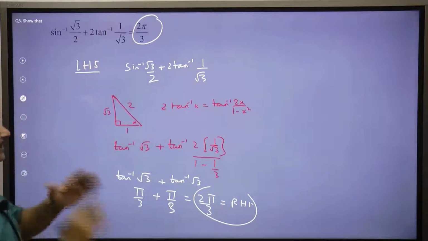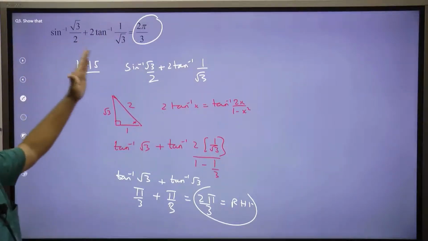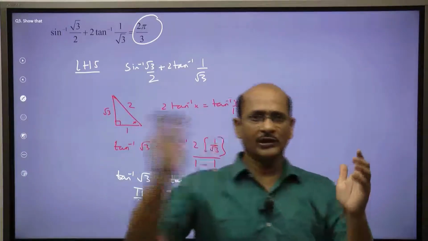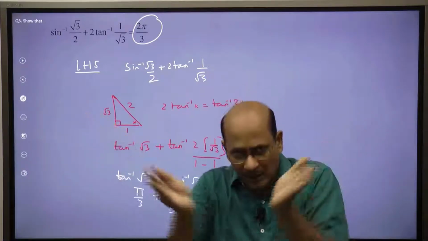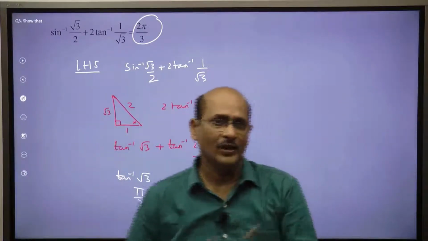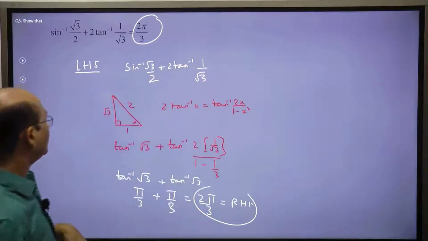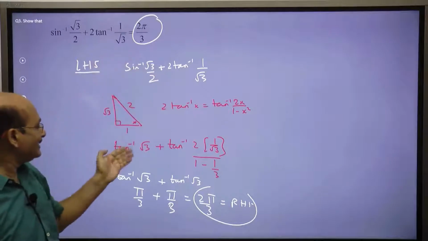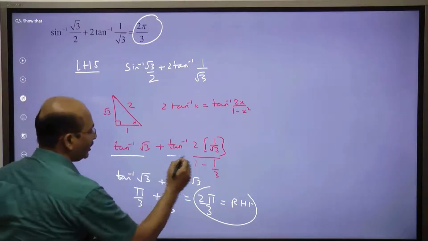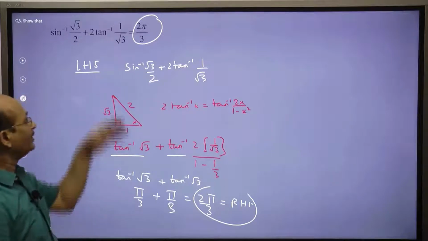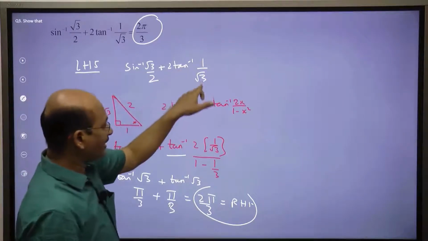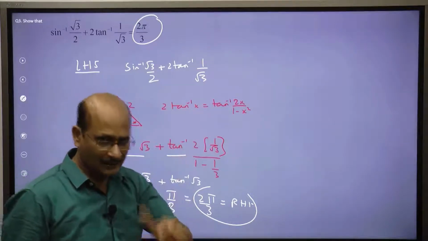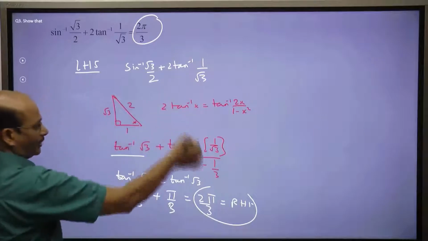RHS is 2 pi by 3. So basically what I am trying to tell you, whenever you are proving, please understand, as in what I did in the previous question, you converted both the sides into the same inverse ratios, and using the concept of equality you try to solve the sum. Similarly here, if I want to prove, LHS convert into one single ratio, that is the same ratio, tan inverse, or you can keep the sine inverse as it is. 2 tan inverse x, you know the formula in terms of sine inverse, 2x upon 1 plus x square, right?